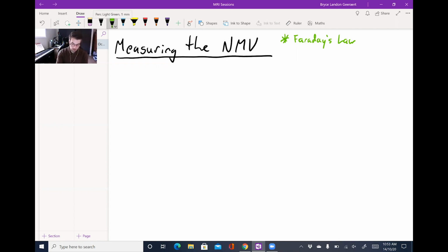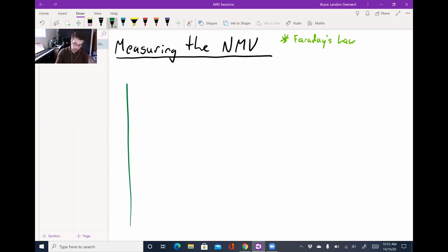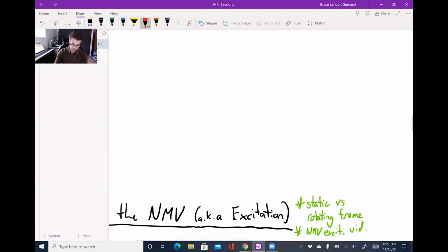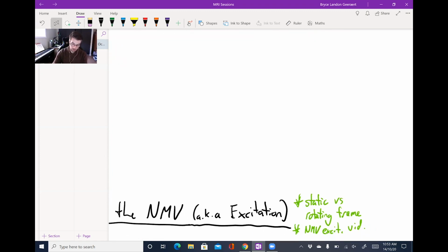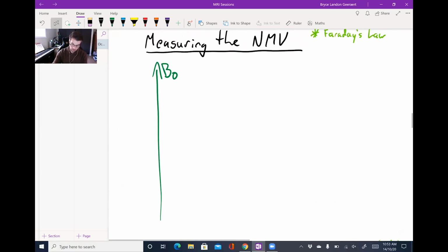So again, drawing our B0 arrow, which is very large and intimidating and can pull things into the scanner and whatnot, as we all know. And we have our net magnetization vector, which I'm going to draw down at the bottom here. Still definitely not to scale. Also, I've panned away. Come back.